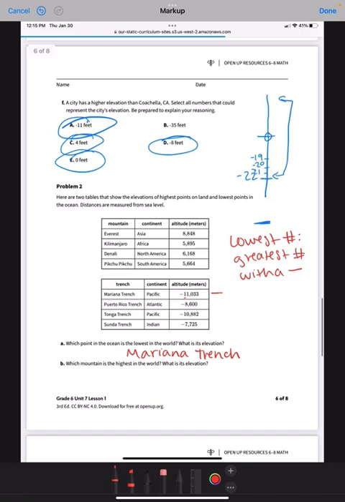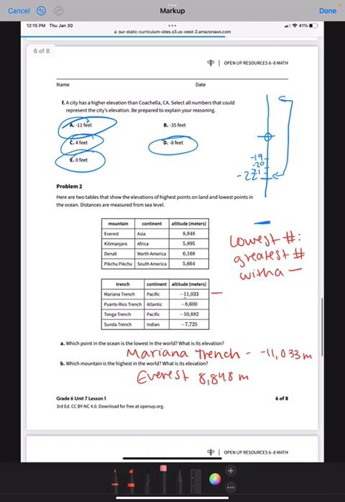And then B says, which mountain is the highest? So the tallest, the biggest number that's positive, and that's going to be Everest. Its elevation is 8,848 meters. The Mariana Trench, I forgot this, it's -11,033 meters.